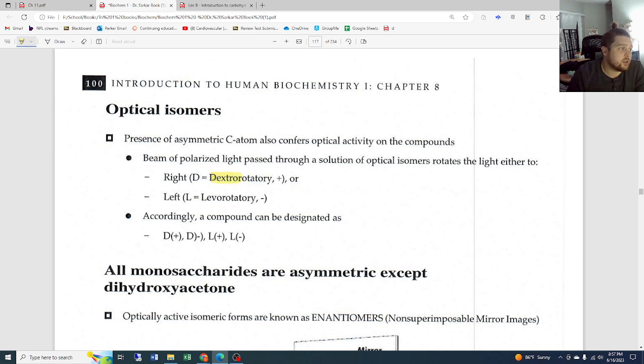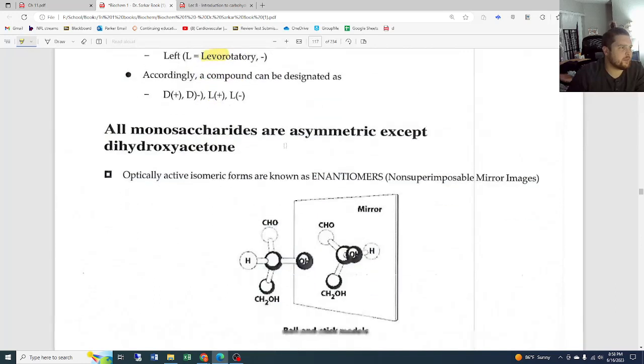Dextro pops up a lot later on when you're talking about stuff like scoliosis and some other anatomical terms. It just means to the right. Or the left. Left is levo. Same thing, remember that, levo. Levorotatory, or negative. Accordingly, a compound can be designated as a D+, a D-, an L+, or an L-. Again, that's in general what an optical isomer is, but other than that, we won't get too deep into all of this stuff.